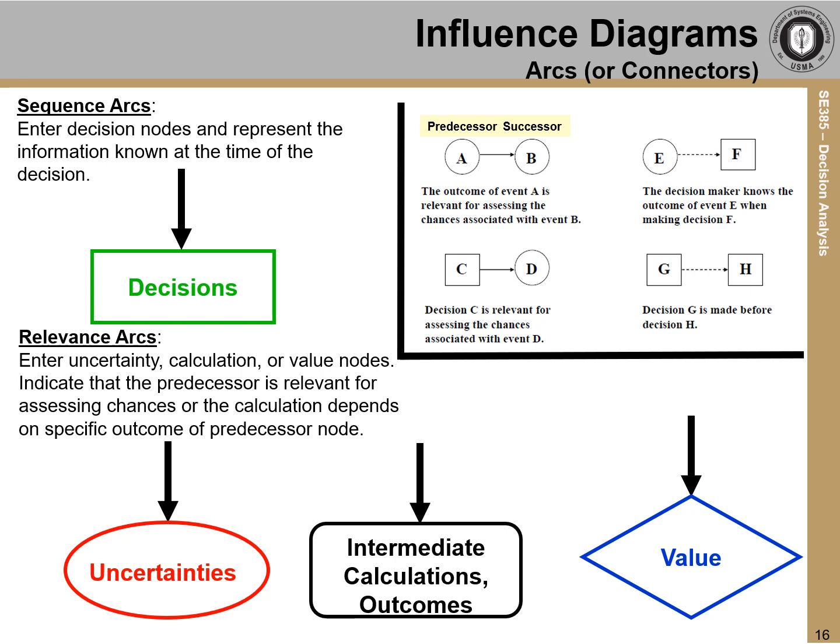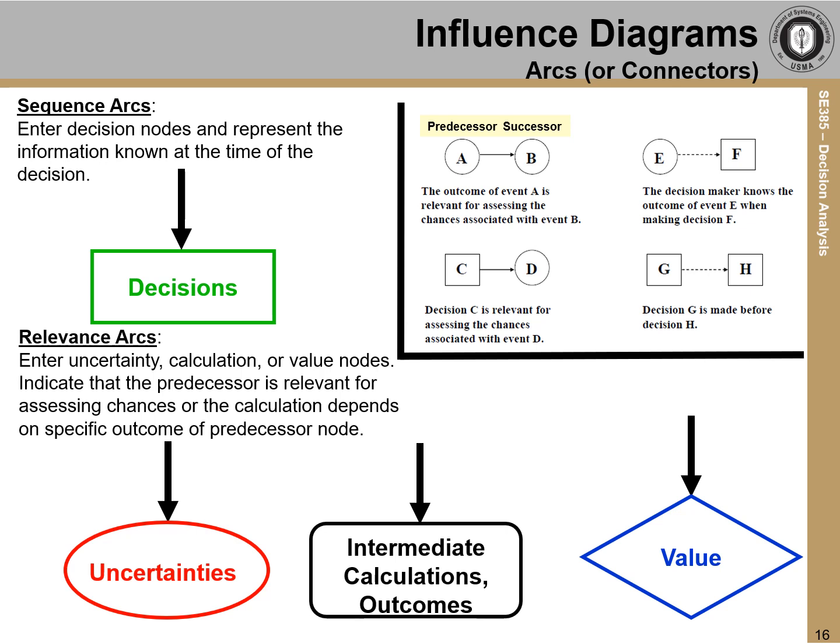So that means if it's a decision node pointing to another decision node, that first decision node has already been made and you know the outcome prior to having to make that second decision. If it's an uncertainty node pointing to a decision node, it means that that uncertainty has been resolved. You know the outcome of that uncertain event, and now you're using that to drive your decision.